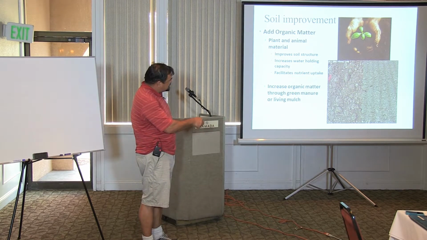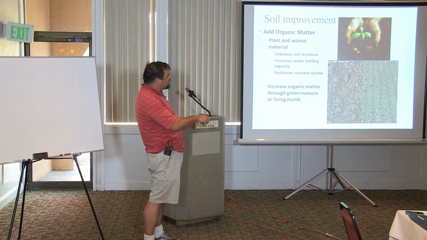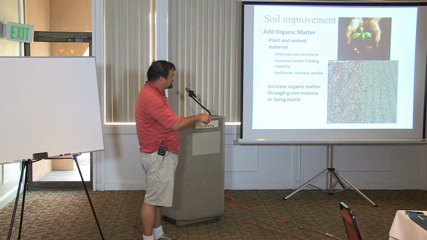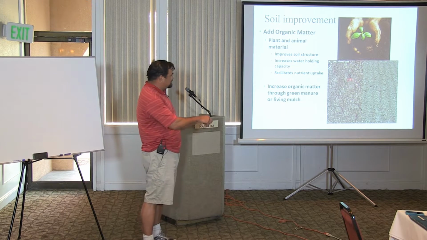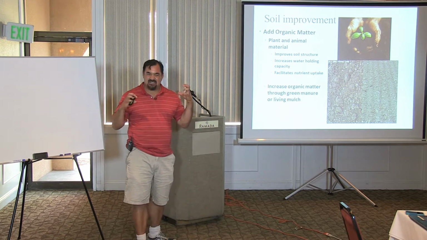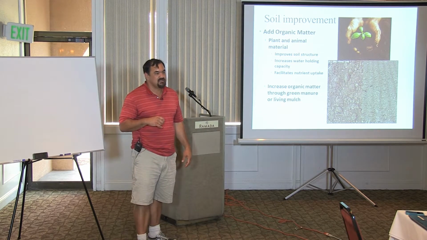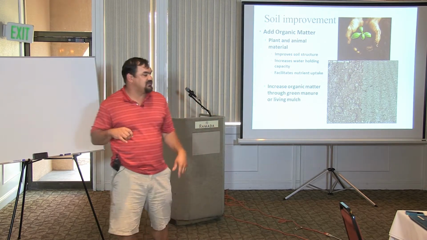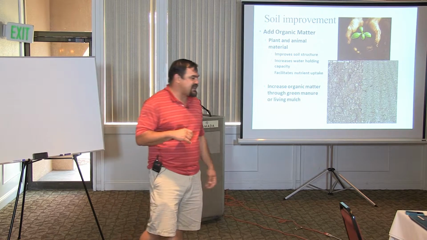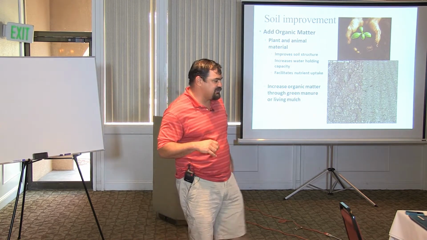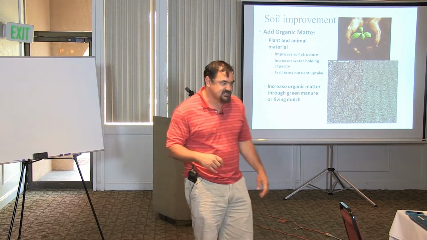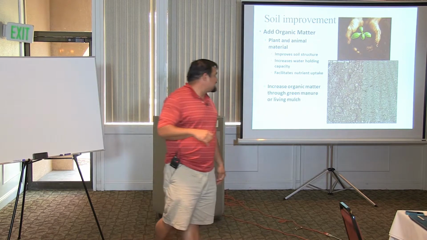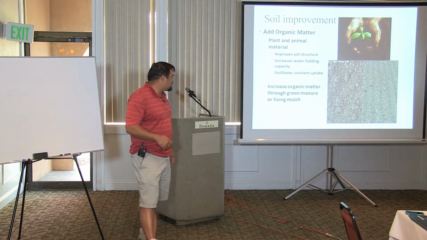This side right here is a low organic matter soil. If you look at it, it has really cloddy texture to it. Its total quality in terms of productivity is much lower. Its soil structure is bad. It doesn't hold water really well because it has these large clods. And it doesn't allow for great nutrient uptake.